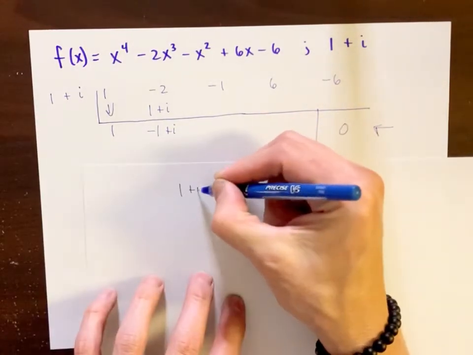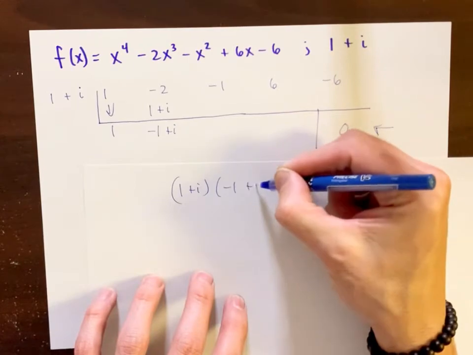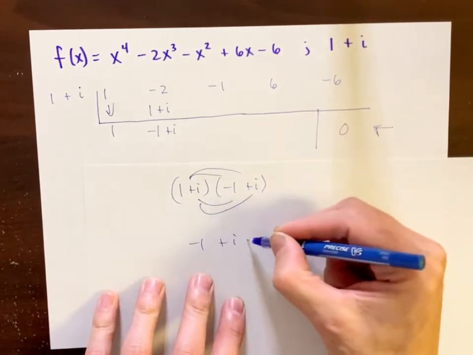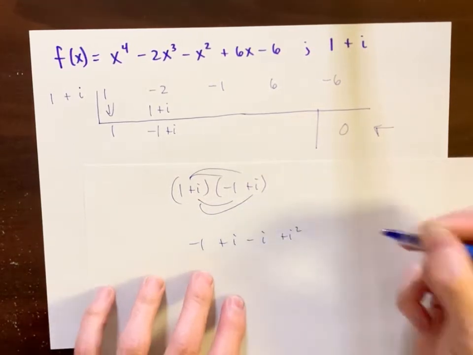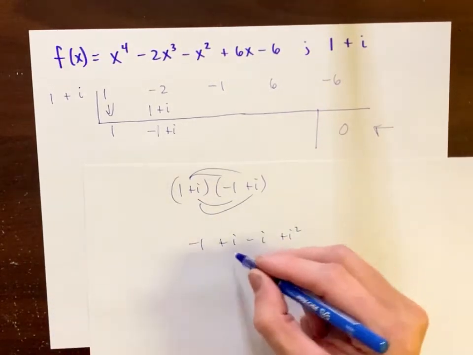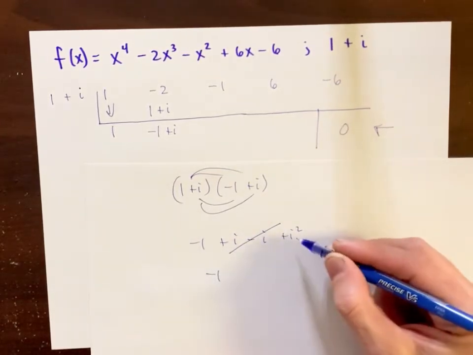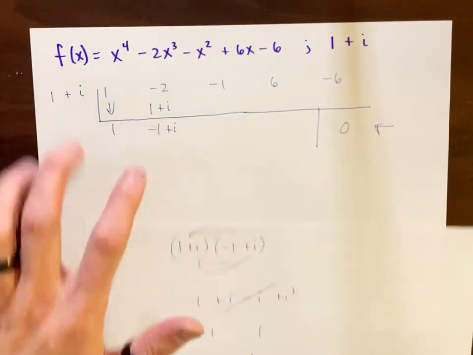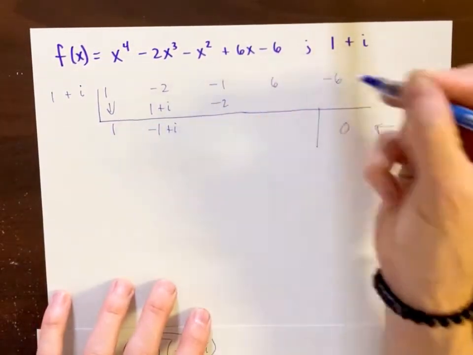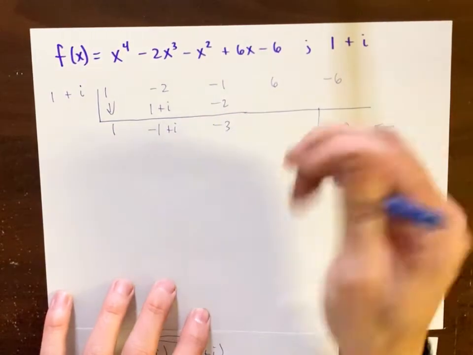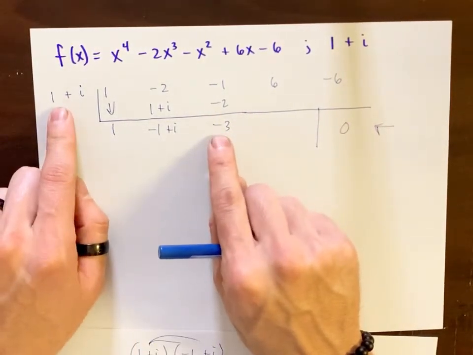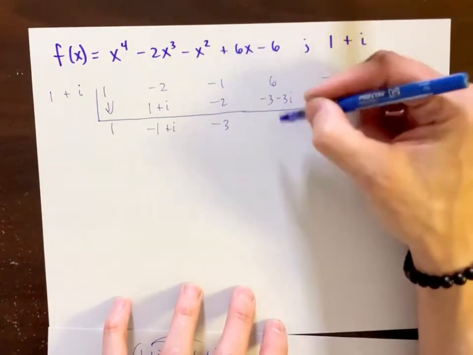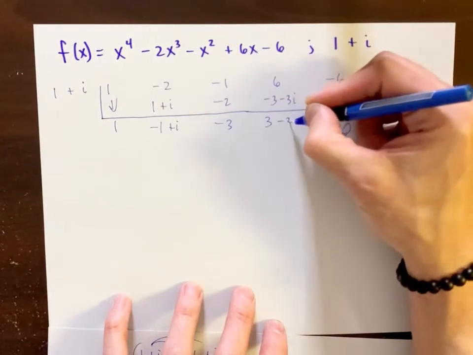Let me go 1 plus i times negative 1 plus i, and let's expand. So that'll be negative 1 plus i minus i plus i squared. And these eliminate. And this is negative 1. i squared is negative 1, so that's negative 2. So I multiplied these guys here on this paper, and I got negative 2. Add these, that's negative 3. And now multiply this with that. I can distribute that in my head. That'll be negative 3 minus 3i. Add these. That'll be positive 3 minus 3i.